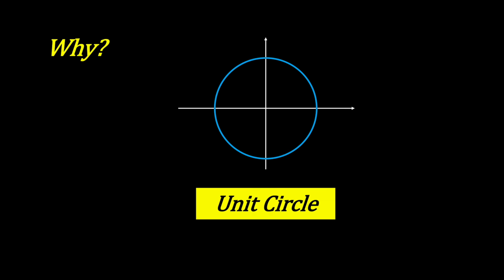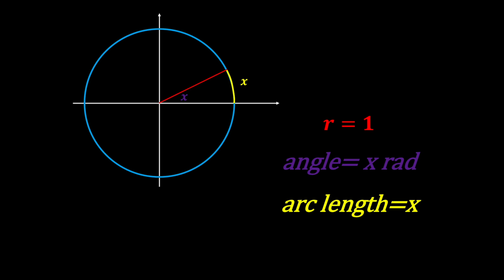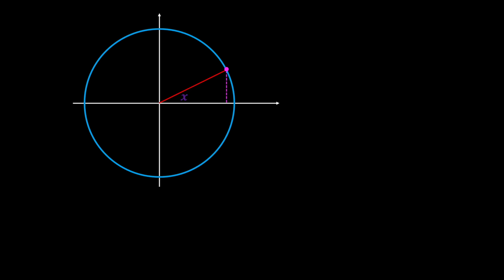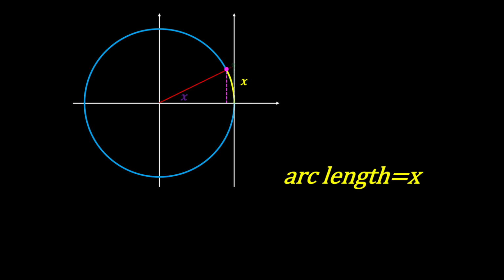The cleanest explanation comes from the unit circle. Take a small positive angle x, measured in radians. Because the circle has radius 1, the arc length is exactly x. Now look at three quantities in the picture. First, the vertical height on the circle is sine x. Second, the arc length is x. Third, the tangent segment is tangent x.